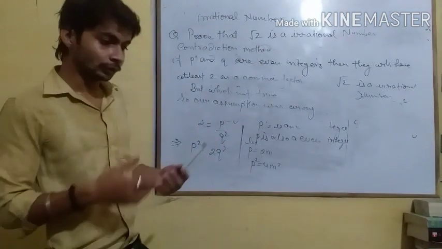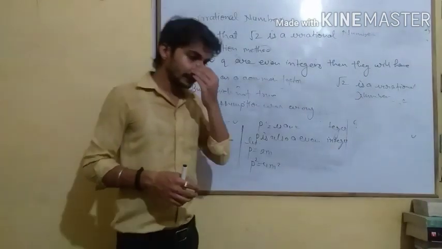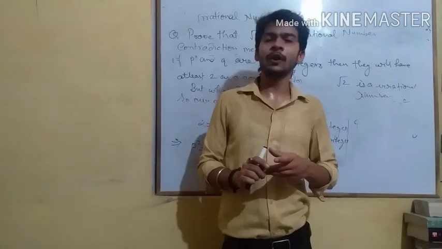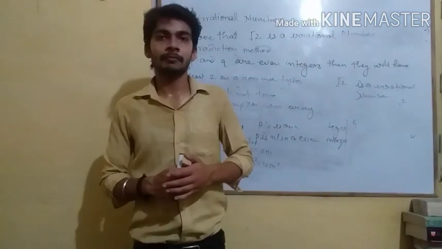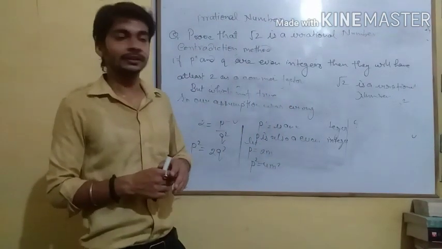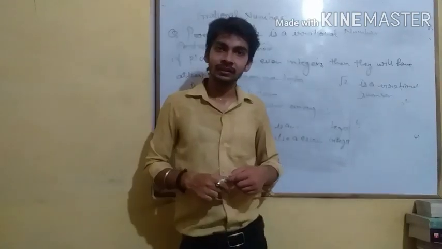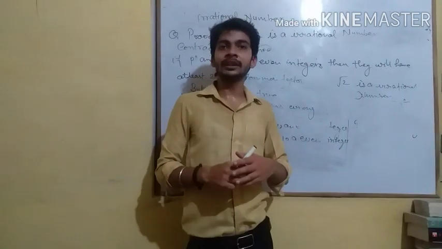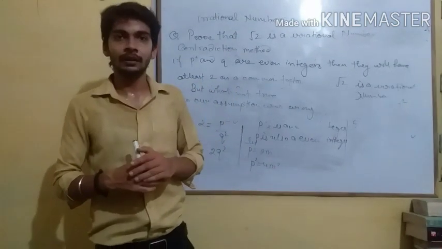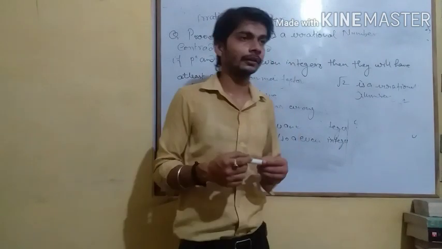Let me summarize. For proving any number irrational, first assume it equal to a rational number in the form of p upon q. Make the square of both sides. Here we have done in this question, root 2 is equal to p upon q. Then the square of root 2 and p upon q, the 2 is equal to p square upon q square. Now solve the equation, we get p square is equal to 2q square.